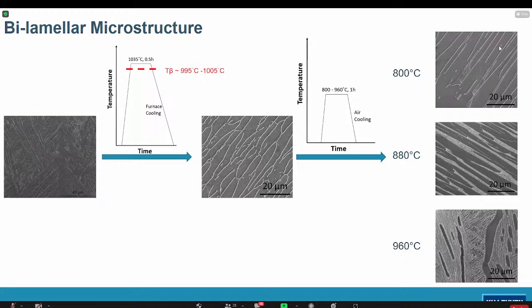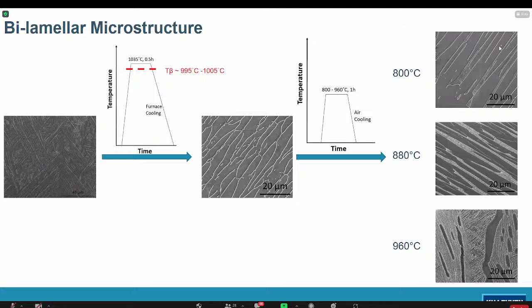Okay. I mean, if I'm just sharing my thoughts here, if I may, I'm concerned about prior beta grain growth, which would be the result of going above the beta transus temperature. Yeah, that is true. And that would degrade elongation to failure, so ductility.